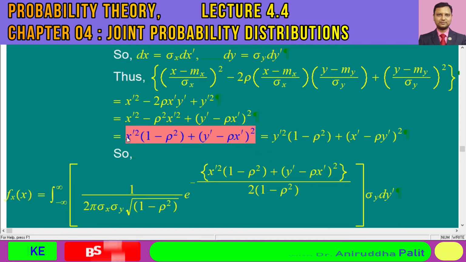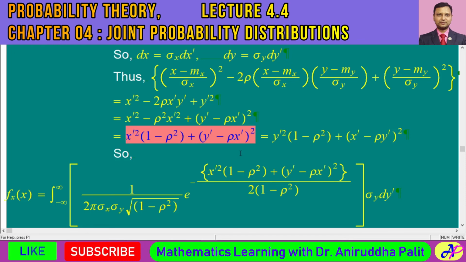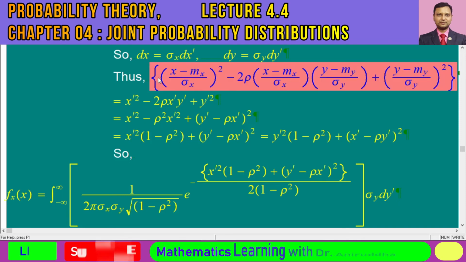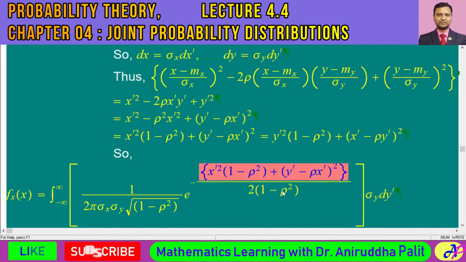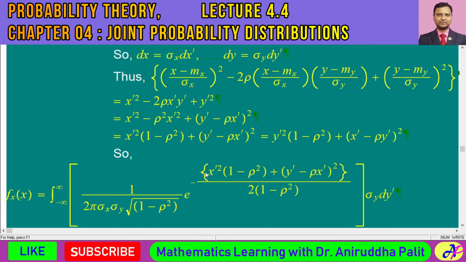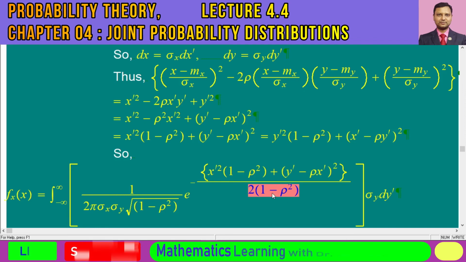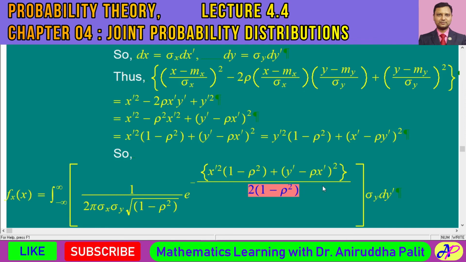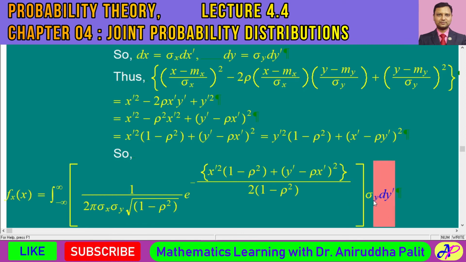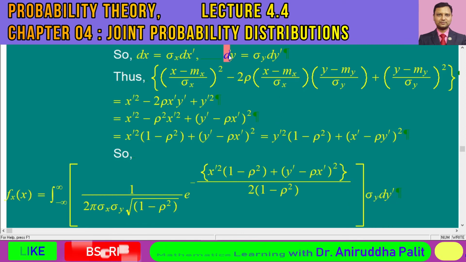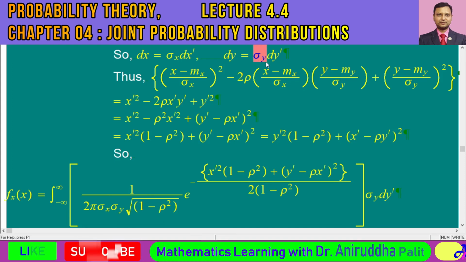So this much would be helpful in order to compute the marginal density function of y. Therefore, in place of this type of expression in the exponent, we are just putting this expression, and in the denominator 1 by 2 into 1 minus rho square was there, so I am keeping this as it is. Now this dy can be written as sigma y into dy prime.